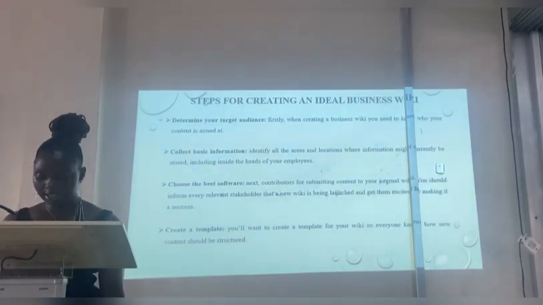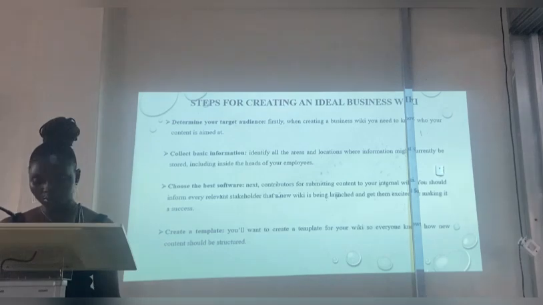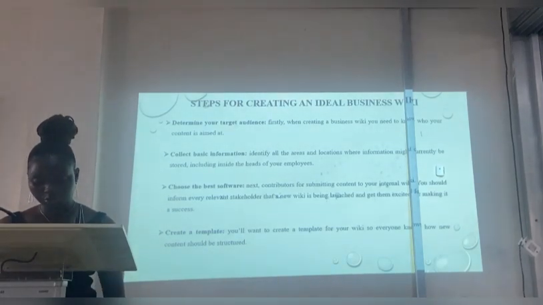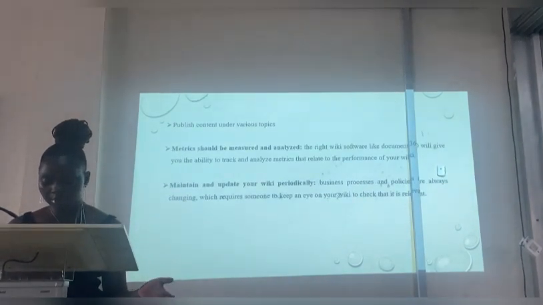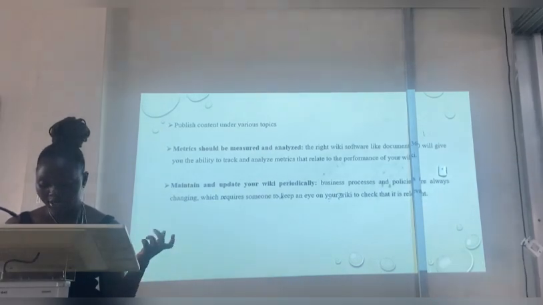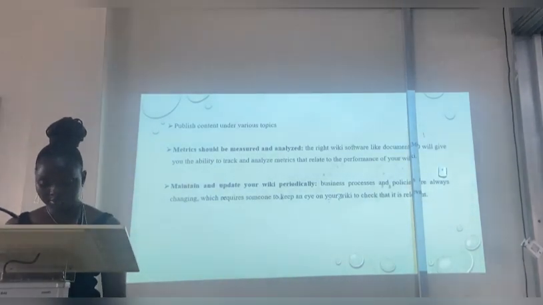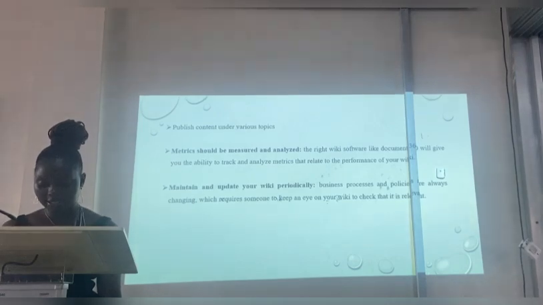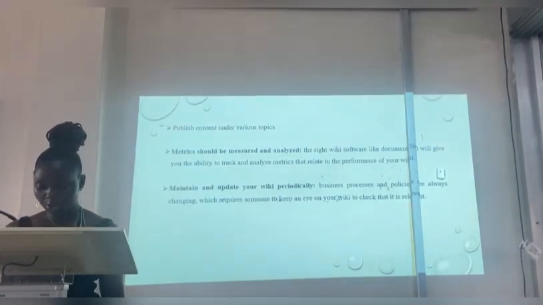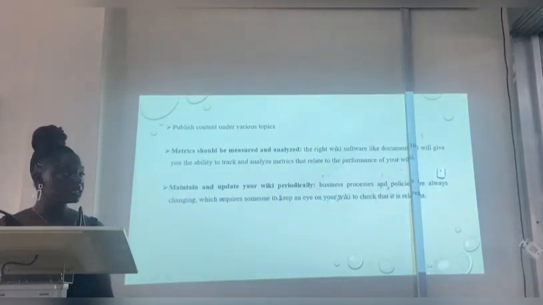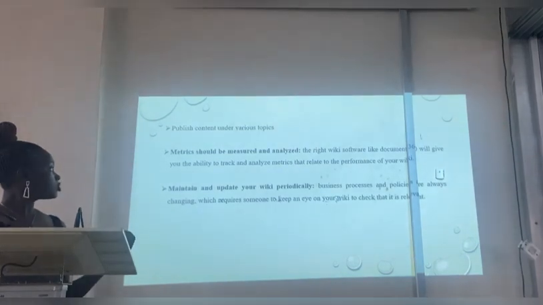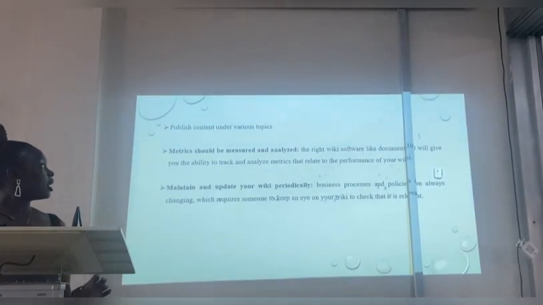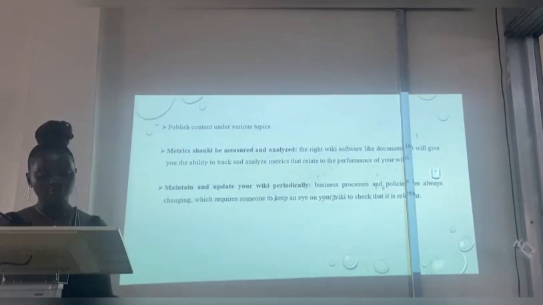You want to create a template for your wiki so everyone knows how new content should be structured. The next point is publish content under various topics. Then the next one is metrics should be measured and analyzed. The right wiki software like Document 360 will give you the ability to track and analyze metrics that relate to the performance of your wiki.